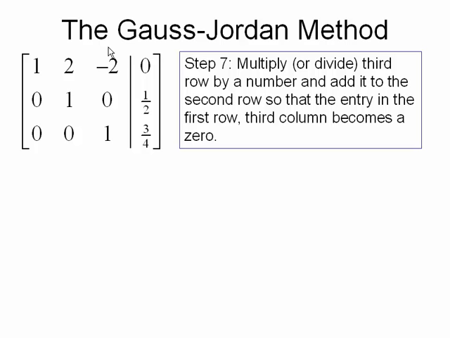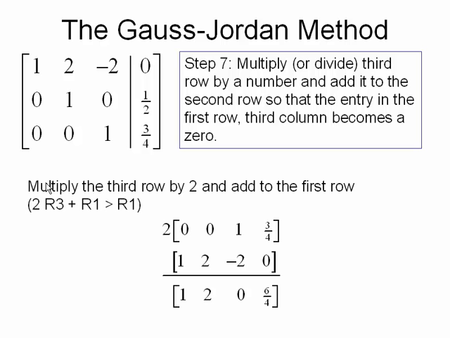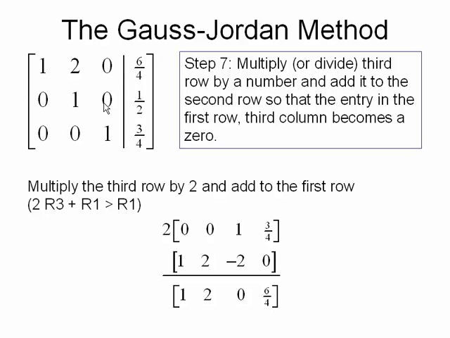Now we're going to make the entry that's a negative 2, we're going to make that a 0 also. So we're going to multiply the third row by 2 and add it to the first row this time. So 2 times the third row plus the first row gives me 1, 2, 0, and 6/4. And I put that in place of the first row. So notice now when we ran out of zeros below the ones, now we're going to turn around and put the zeros above the ones.